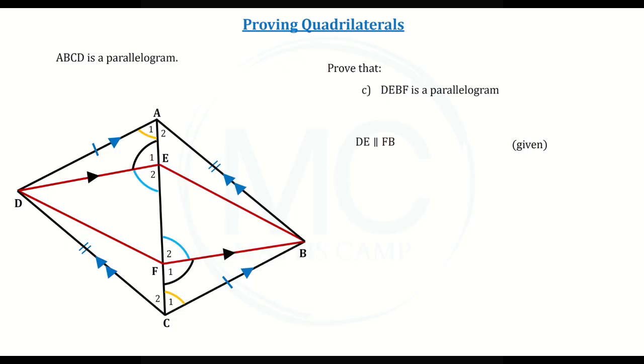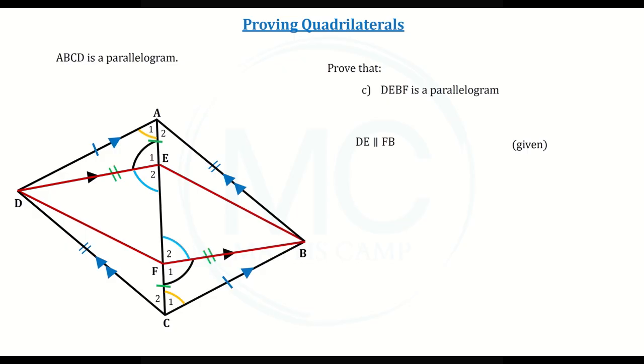We know that AE is the same length as CF. So we can put a small green line on these two sides. And we know that DE is the same length as FB. So we can put two small green lines on these two sides to show that they are equal as well. DE and FB are also opposite sides of DEBF. So we can use this to prove that DEBF is a parallelogram.